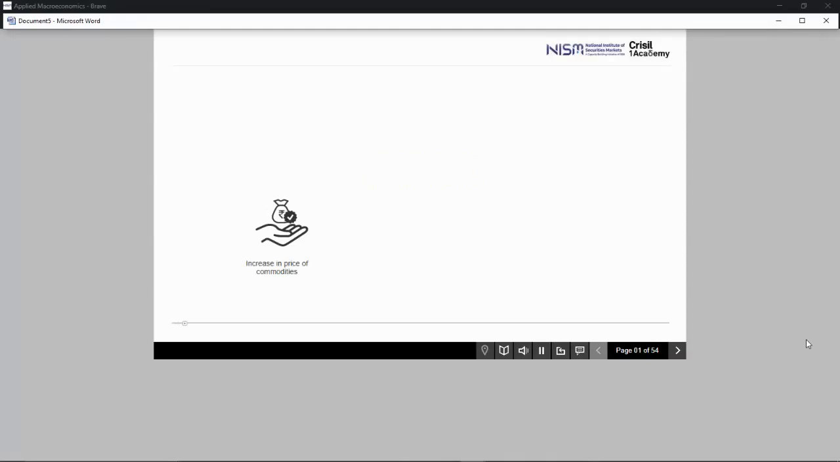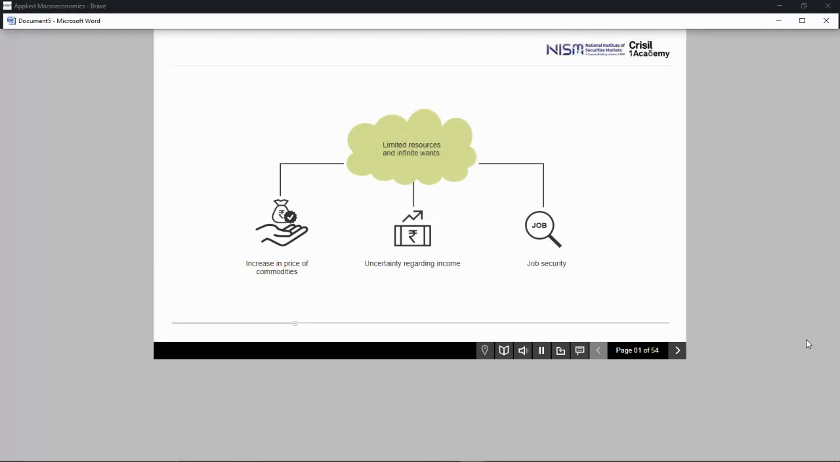Have you ever worried about the prices of commodities increasing, or whether you will get an increment at your next appraisal, or about your job prospects? Well, macroeconomics aims to address the same concerns at a higher level. How to distribute limited resources to satisfy as many of people's infinite wants as possible.